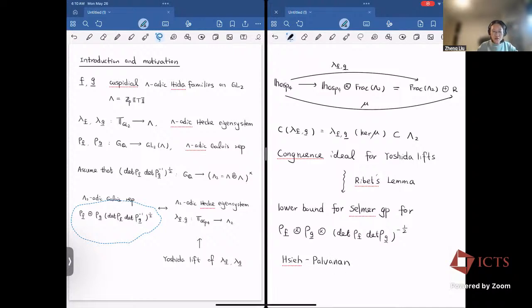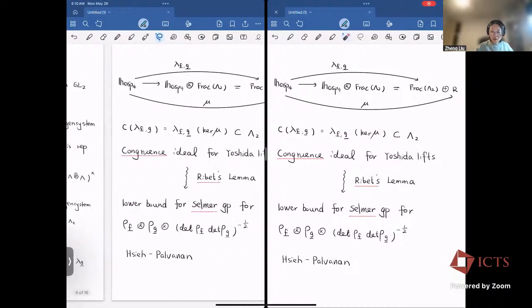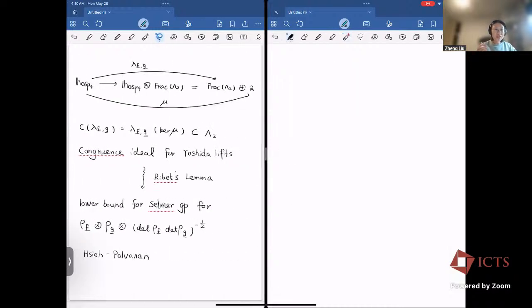And today I'm going to talk more about how to study this congruence ideal on the automorphic side. In order to study this, one strategy is to follow the strategy in the work by Hida and Chi-Loing, which Jack already explained in his lecture. So let me recall this type of strategy.